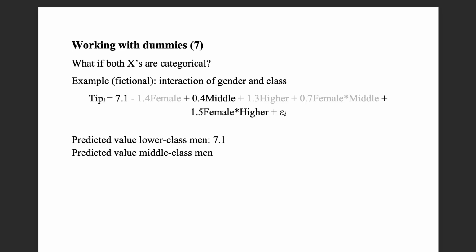of the equation because that works out to 0, and the same thing is true for the last interaction term because they are neither female nor higher class, so they get 2 zeros here, so it's 1.5 times 0, which works out again to 0 and can be dropped from the equation.